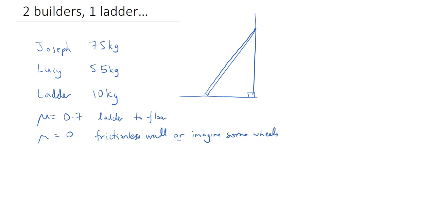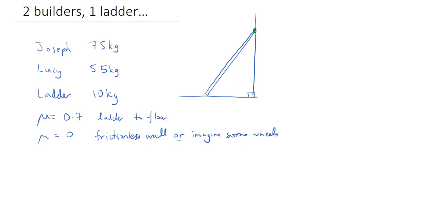So I've got two builders, Joseph, 75 kilos, Lucy, 55 kilos. The ladder is 10 kilos. We're going to take a mu value, a friction, of 0.7 from the floor to the ladder. And we're going to take a frictionless wall. You can imagine there are some wheels at the top of the ladder. There's another problem where it isn't frictionless at the wall, and we'll look at that another time.